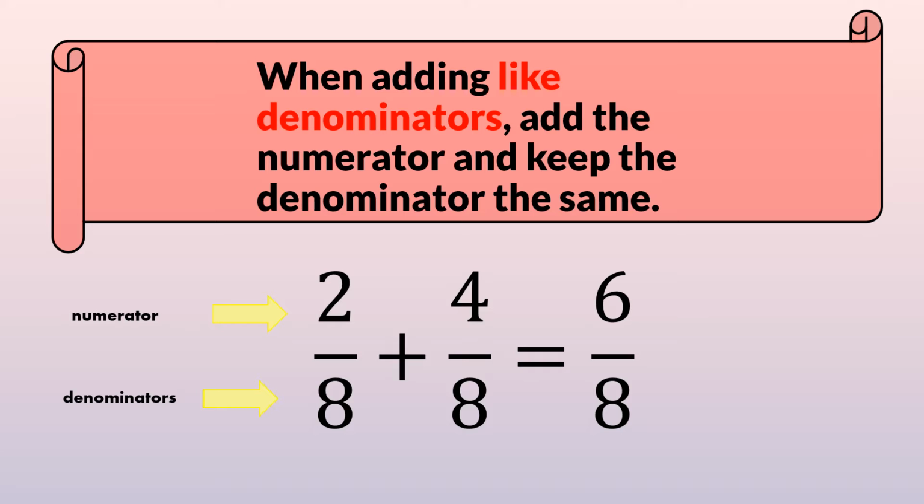Our numerators are 2 plus 4 equals 6. And then we have our denominators, 8 plus 8 equals 8. Now remember, when you're adding like denominators, you keep the denominator the same. That is why we have 8 plus 8 equals 8 instead of 16.